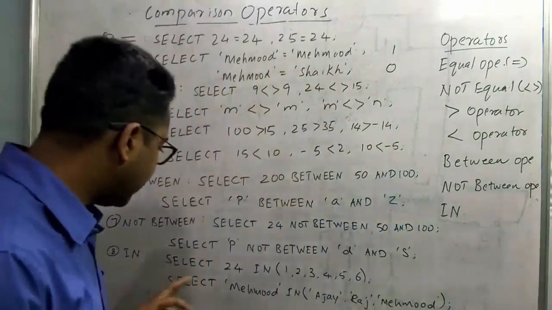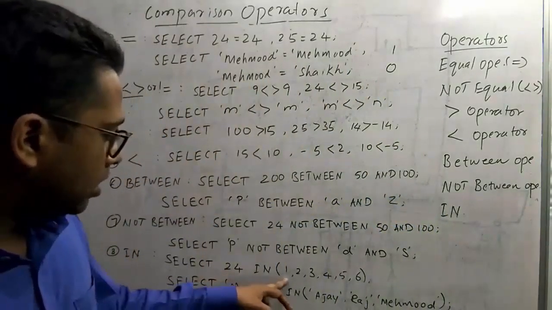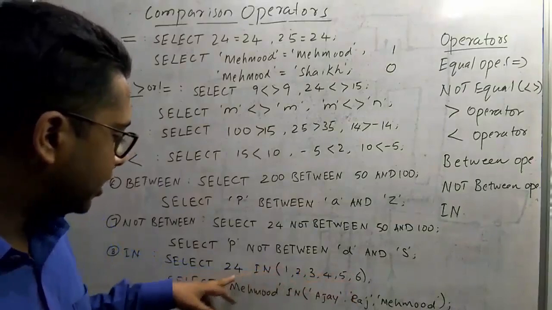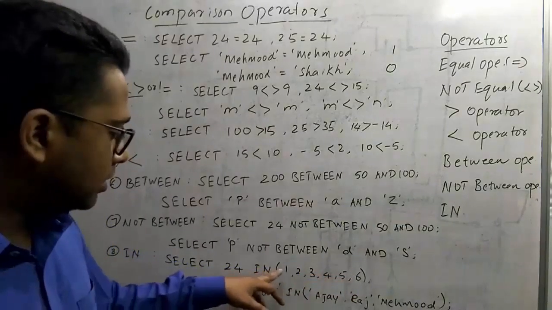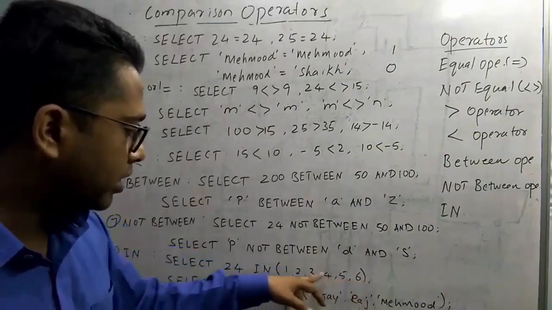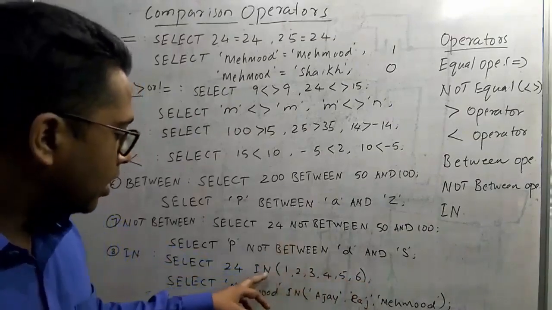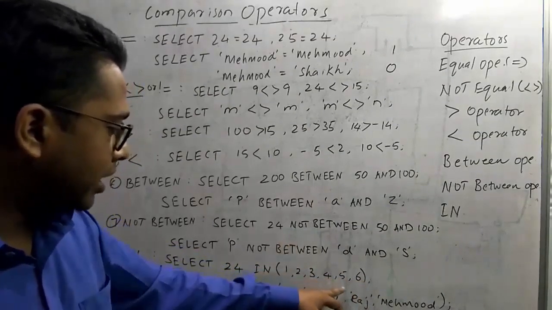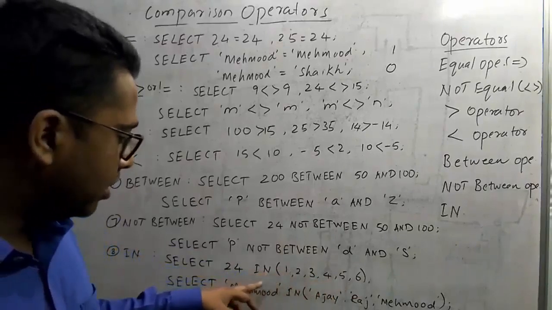Like here, you can see: select 24 in (1, 2, 3, 4, 5, 6). It will check whether this number 24 is available inside the complete range which I have written inside the brackets. Since this number 24 is not present anywhere in this range, it will return a zero value, which is false.